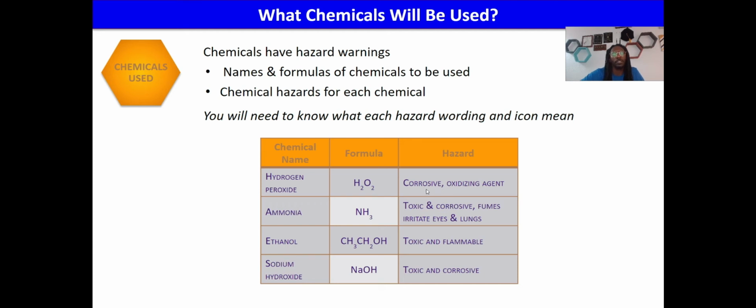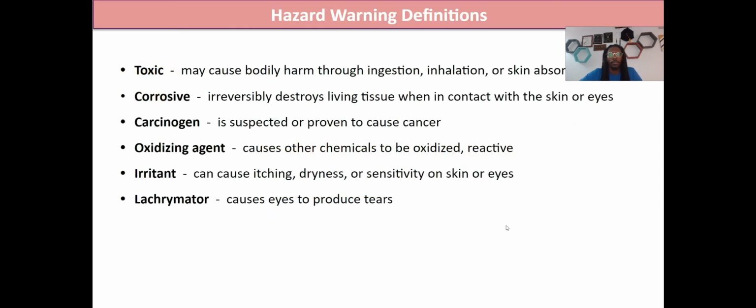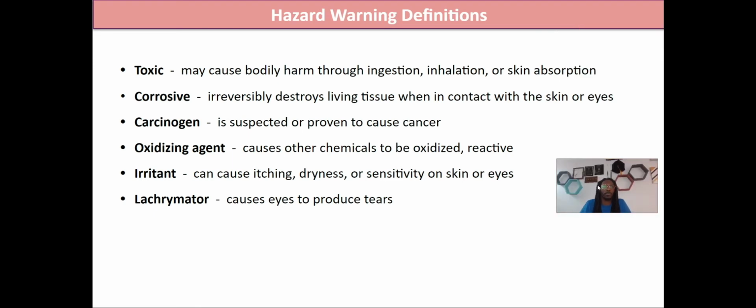In this case, hydrogen peroxide is corrosive, and it's an oxidizing agent. These are hazard warnings associated with the hydrogen peroxide. And then we got some other examples here. I'm not going to go through everything, but this is the general basis of what you can expect. Now, let's talk about some of these hazard warning definitions.